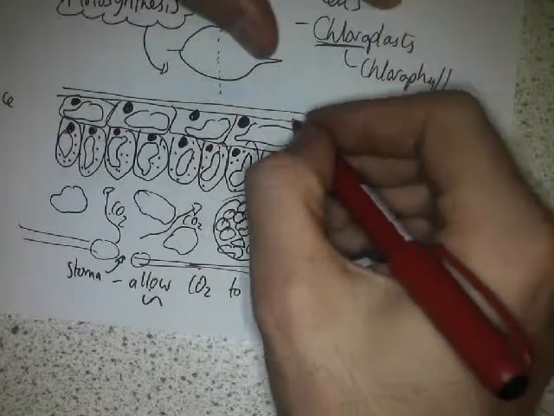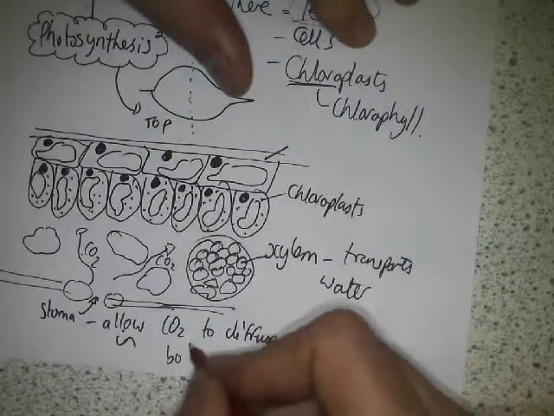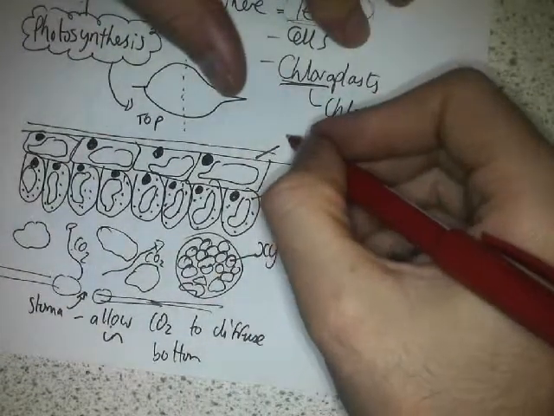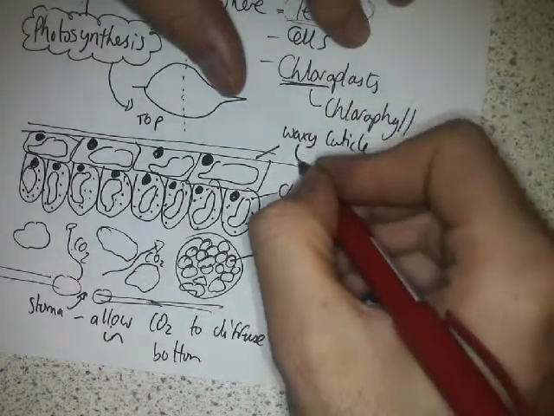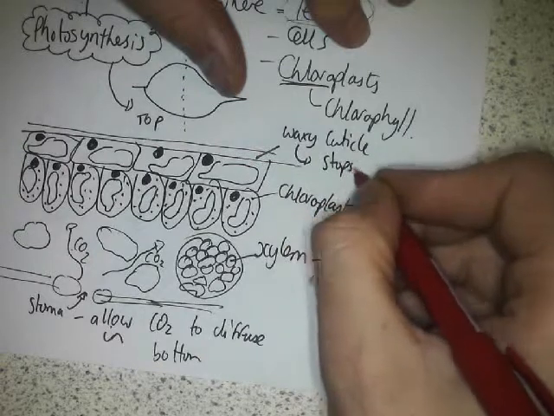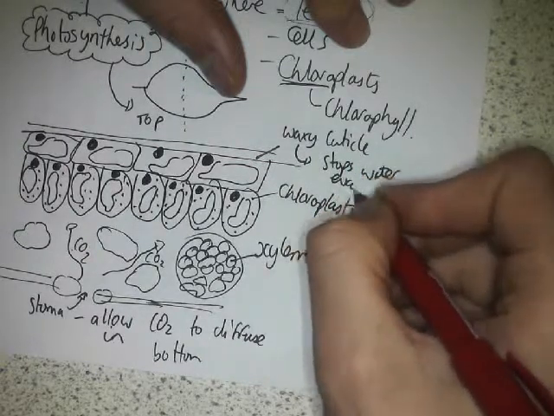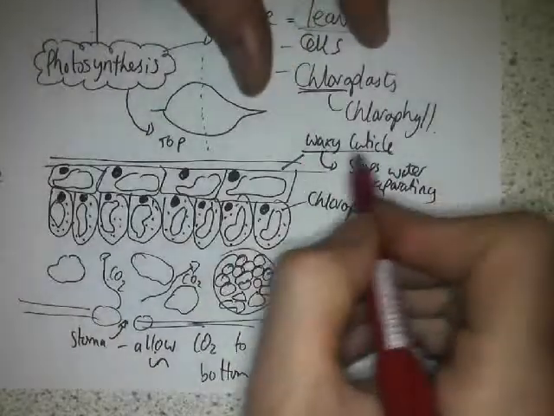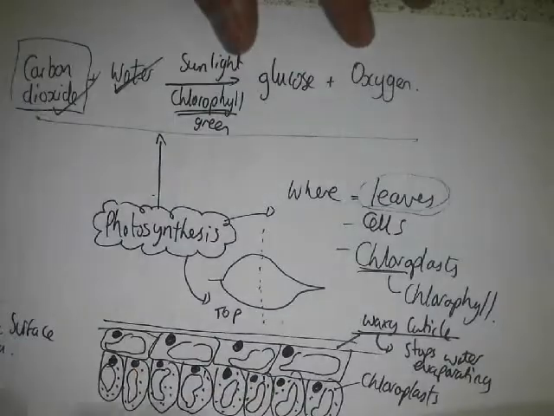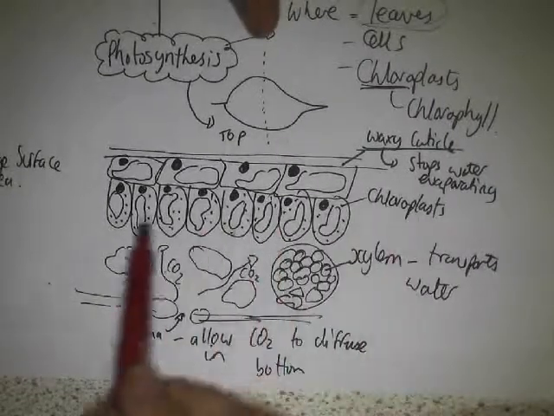Brilliant. But in addition to that, there's this thing here, the top of the leaf. This is the top, this is the bottom. This is a waxy cuticle. Now this waxy part stops water evaporating. So water isn't going to go from there all the way through and out because the waxy cuticle stops it evaporating. Brilliant. So now I've taken care of my water. Well, what about my chlorophyll? Right then, chlorophyll. I've got loads of chloroplasts here.